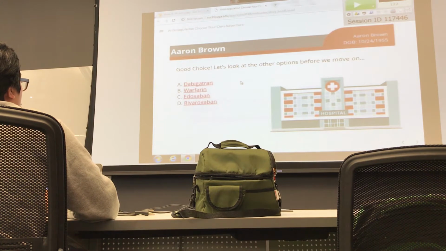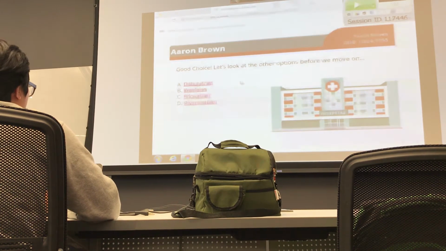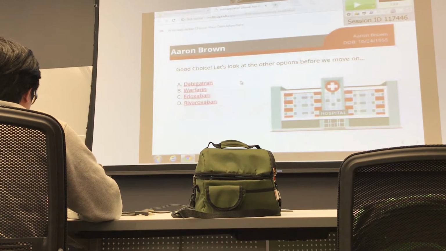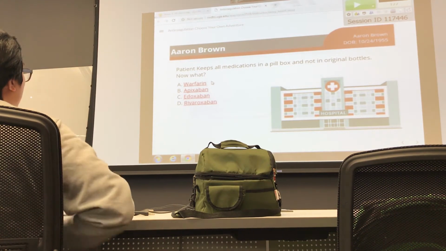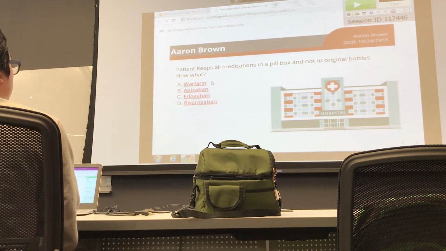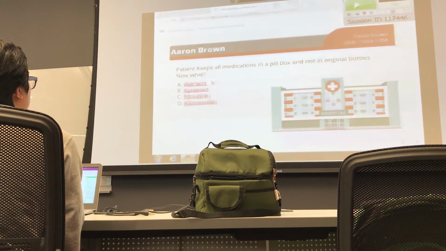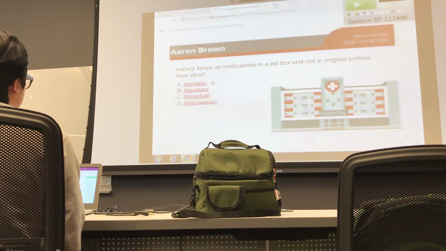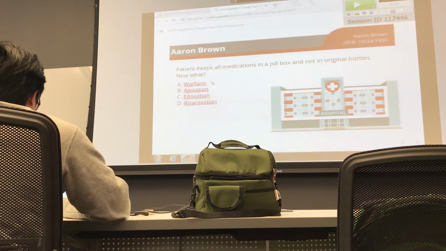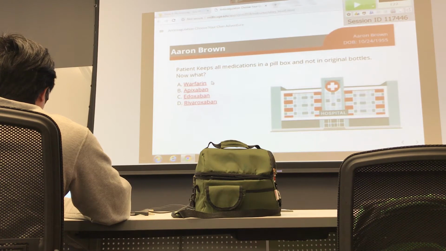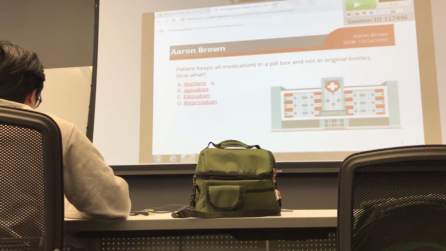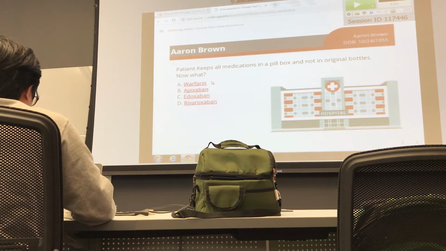But before we go on further in the case, I do want to explore the other options that you guys didn't pick. Okay? So let's look at dabigatran. So as we've talked about a little bit, dabigatran you have to keep in its original container. And this patient keeps his pills in a pill box. So that could be a red flag to us to think maybe not dabigatran for this patient, because if he puts all of his pills in a pill box except for his dabigatran, it could be that he forgets it. So dabigatran is probably not the best option.